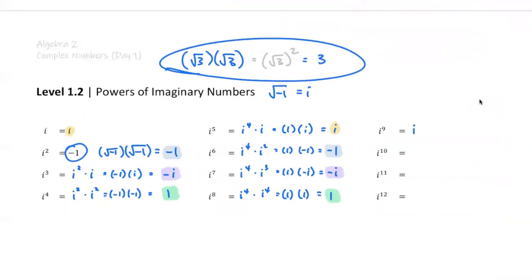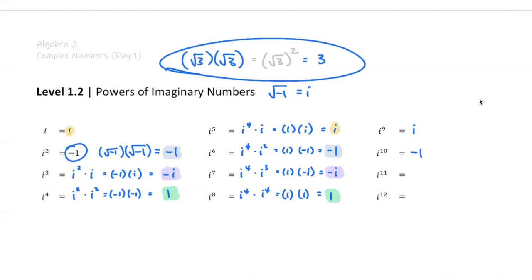What about i to the 10th power? What's i to the 10th power? All right, would you make a guess? If you guess that i to the 10th power is equal to -1, you are correct.